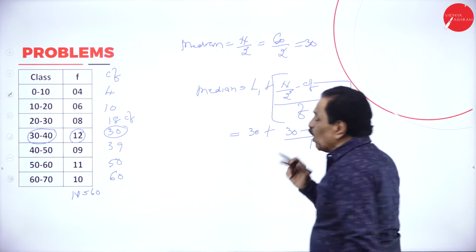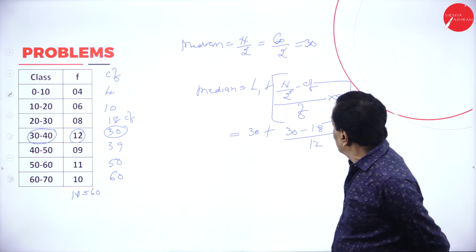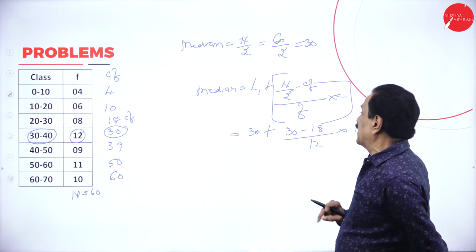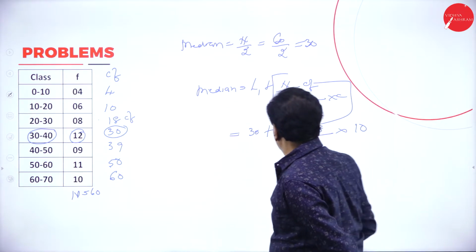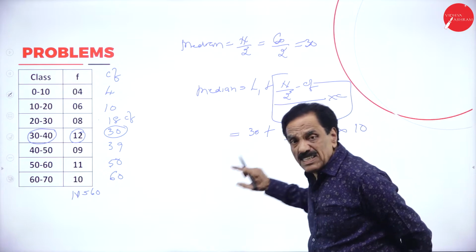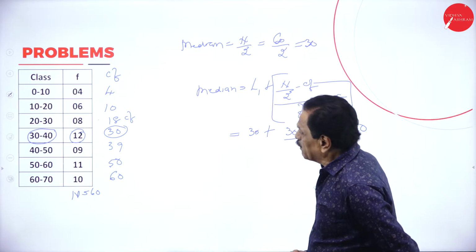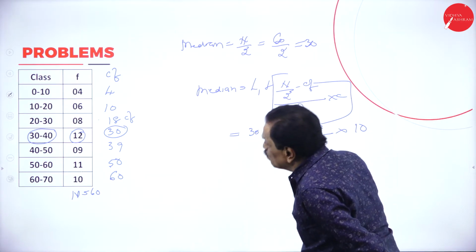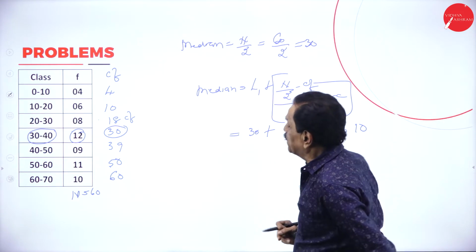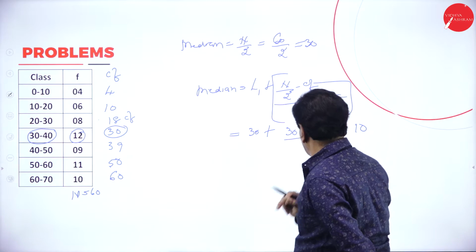I will say how to apply the formula. L1 is called lower limit. Plus n by 2 you have calculated. CF is the backward cumulative frequency. F is constant frequency. C is equal to class interval. Apply the formula. L1 is 30. N by 2 is also 30. The number behind in CF is 18. Divided by constant frequency 12 into 10.